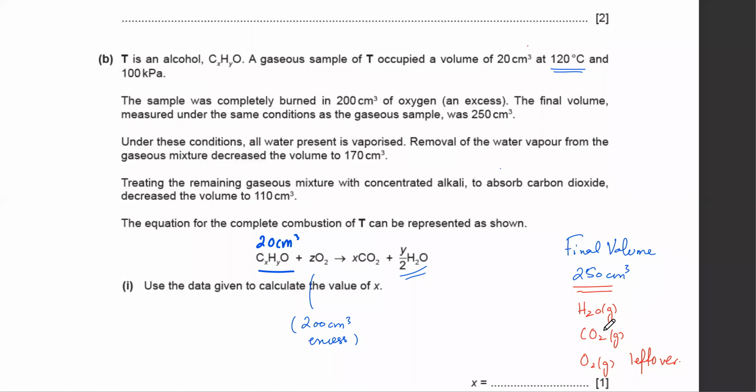Now the next thing is, he's already stated that under these conditions, all the water present is vaporized. So now he's removing the water vapor from the gaseous mixture, and the volume decreases to 170 cm cube. What does that mean? How much water vapors did you have? 80 cm cube. So that means you got 80 cm cube of water vapors. Okay? Clear?